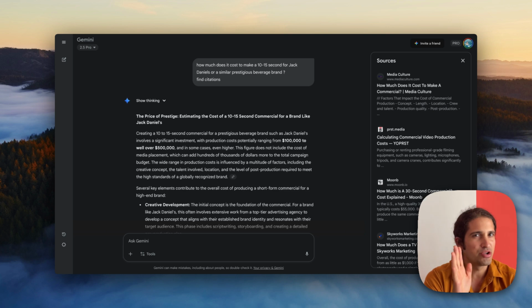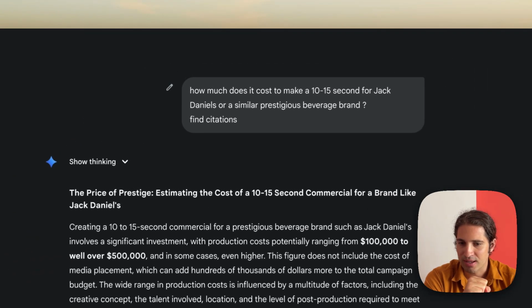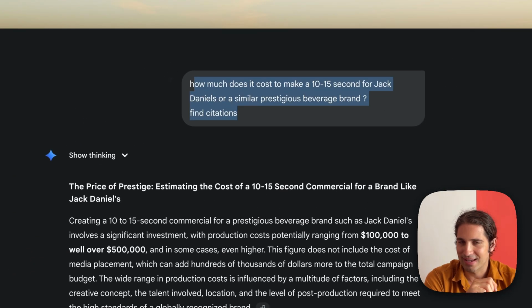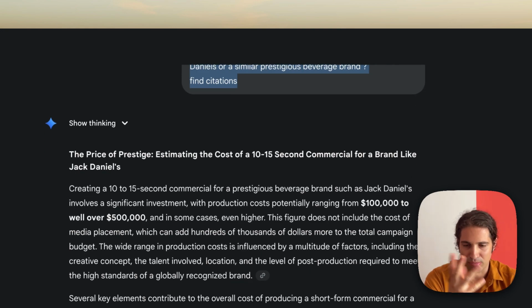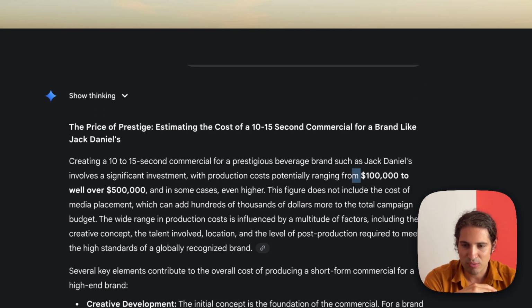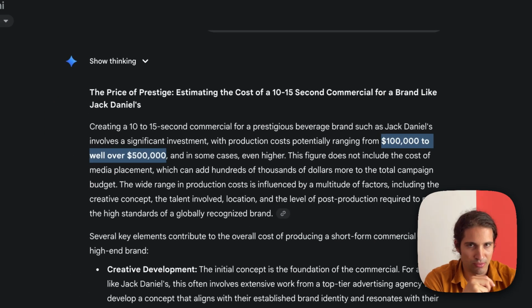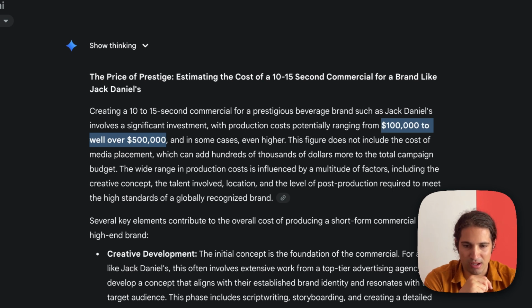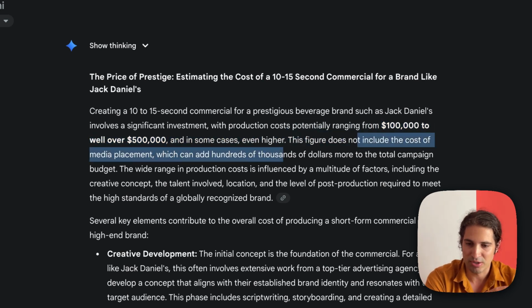Alright, but why would you even be interested in making an ad through artificial intelligence? It's not even that great, right? Well, it's good enough, and you should consider this. In order for us to make a 10 to 15 second ad for, let's say, Jack Daniels or a similar brand, they estimate it to be anywhere between 100K to 500K, right? And it doesn't include the placement costs, because it does have a certain cost to place the ad in a certain network.